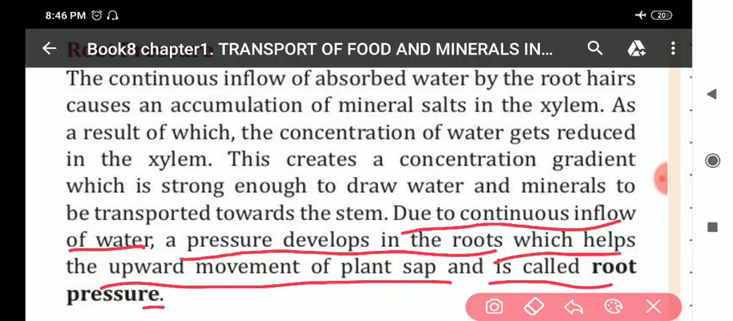So what is root pressure? Due to the continuous inflow of water, a pressure gets developed in the roots which helps in the upward movement of the cell sap, and this pressure which is developed in the root is known as root pressure.